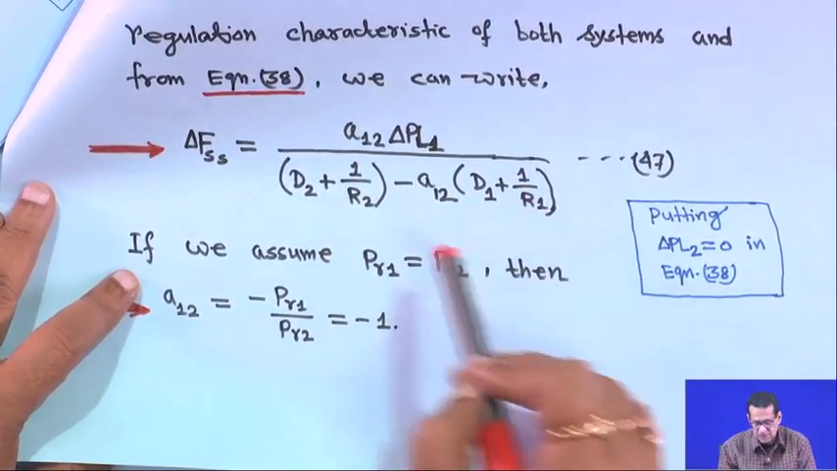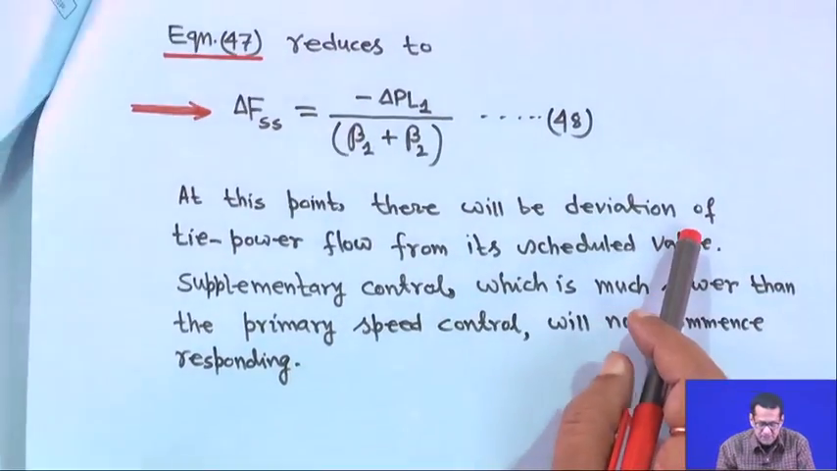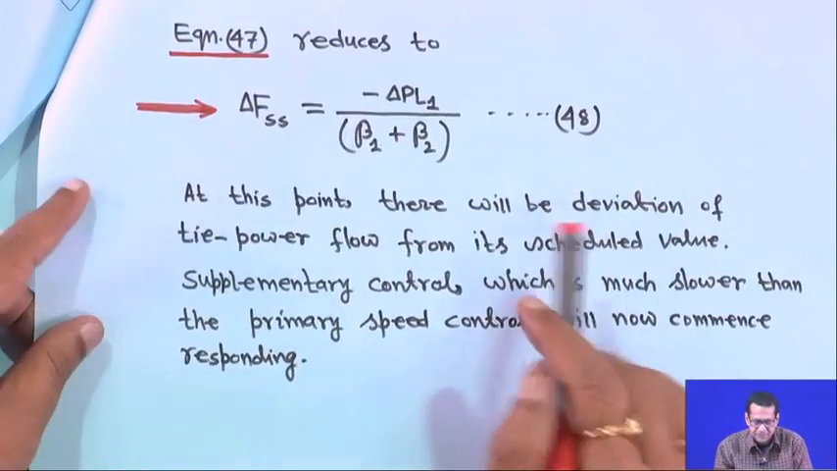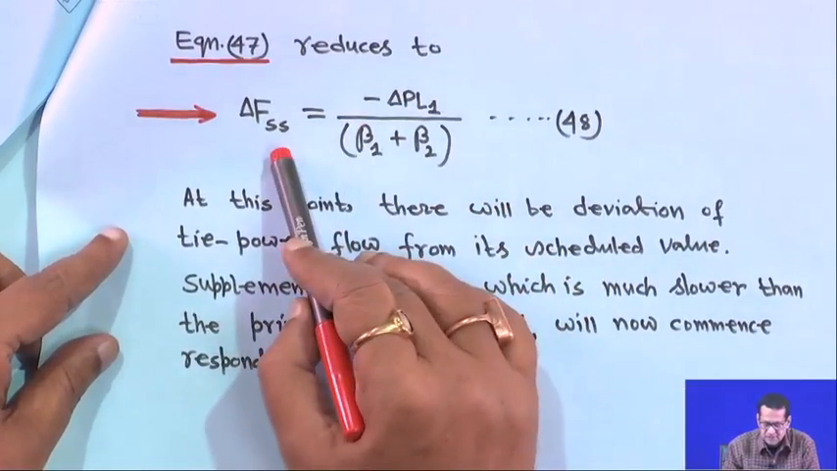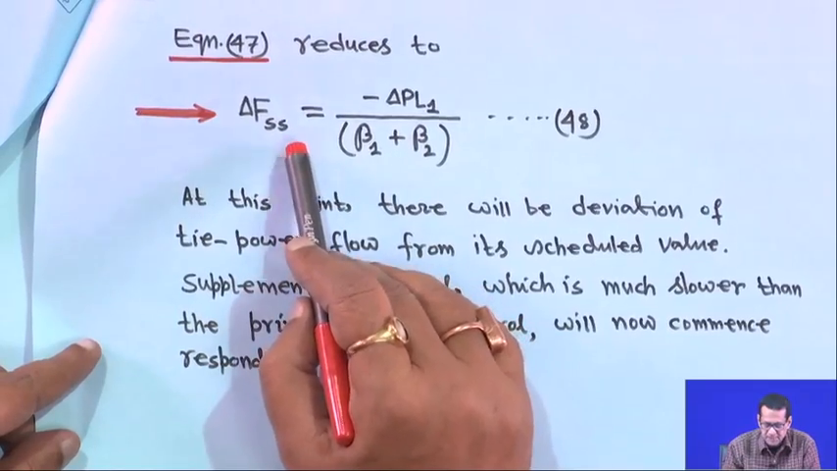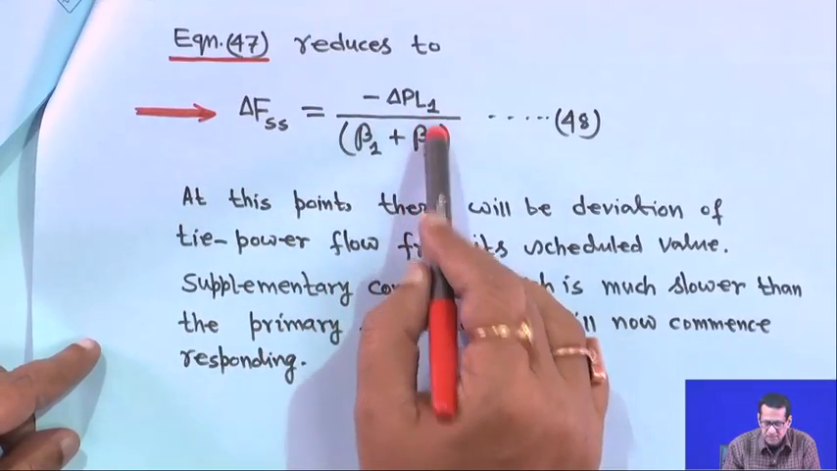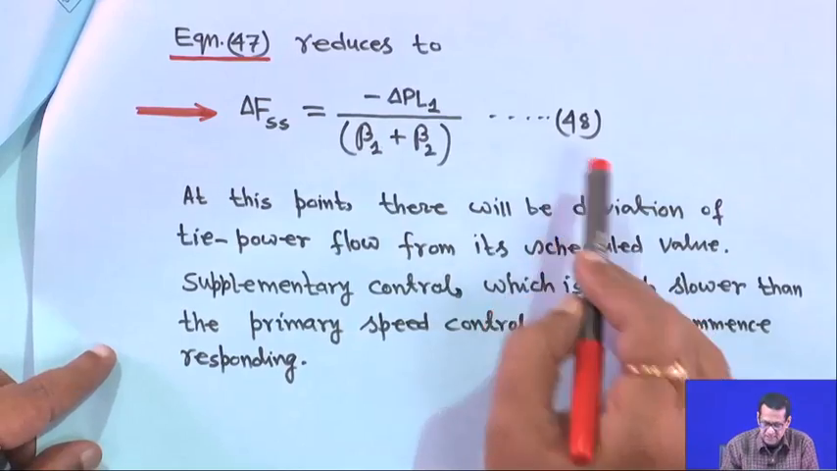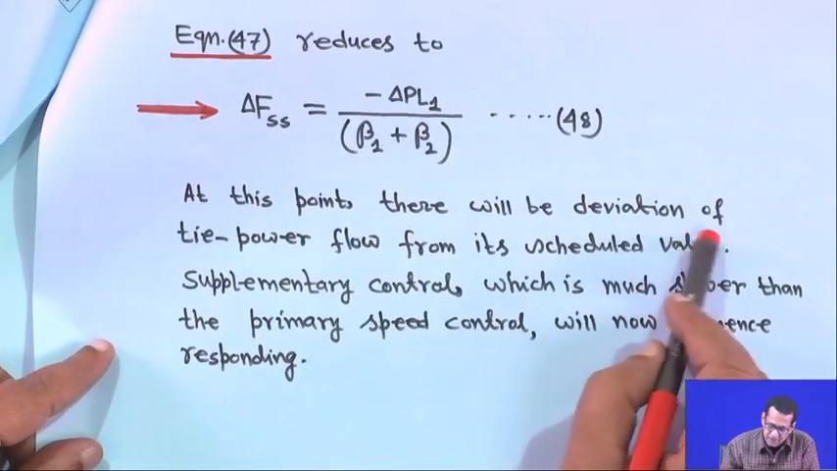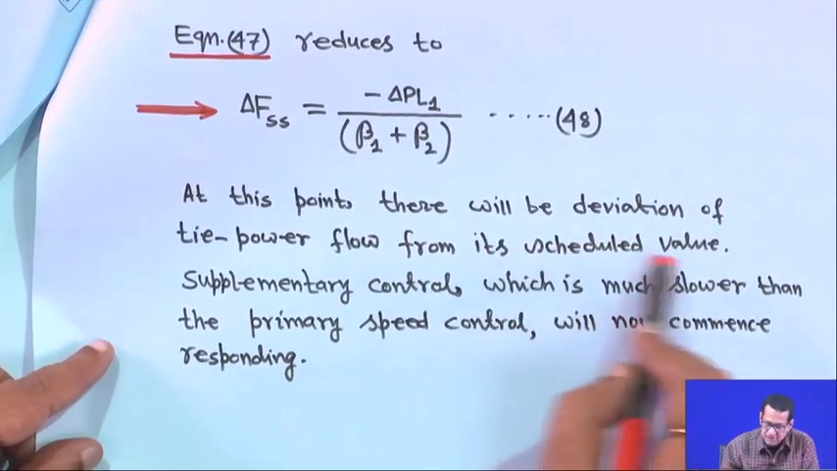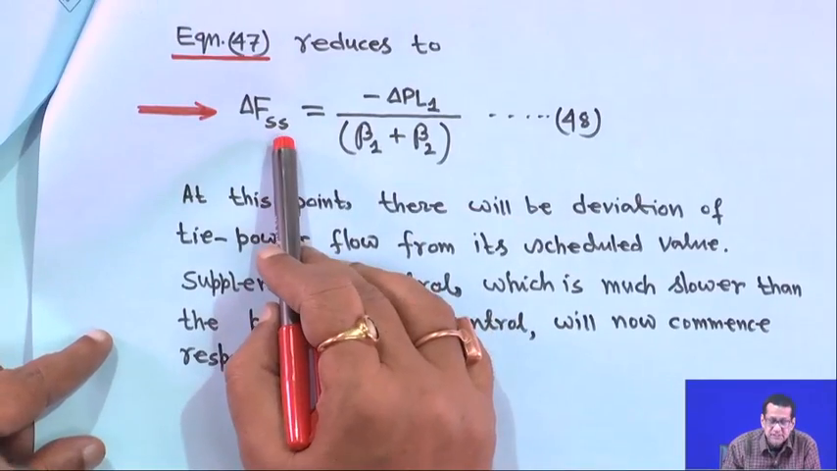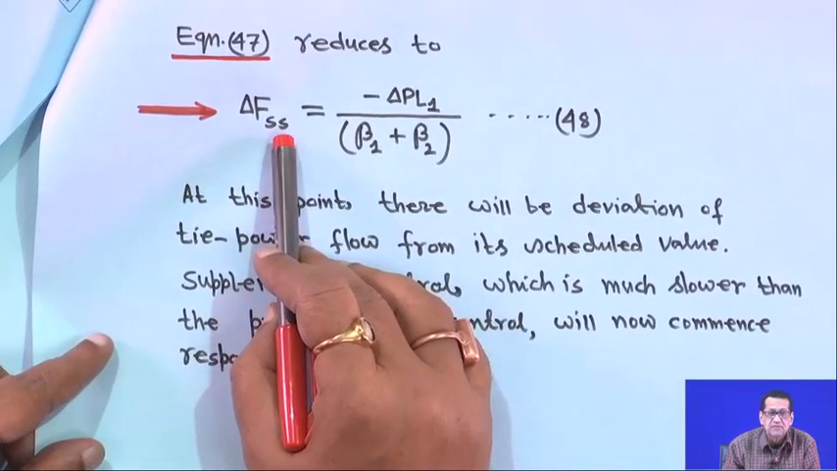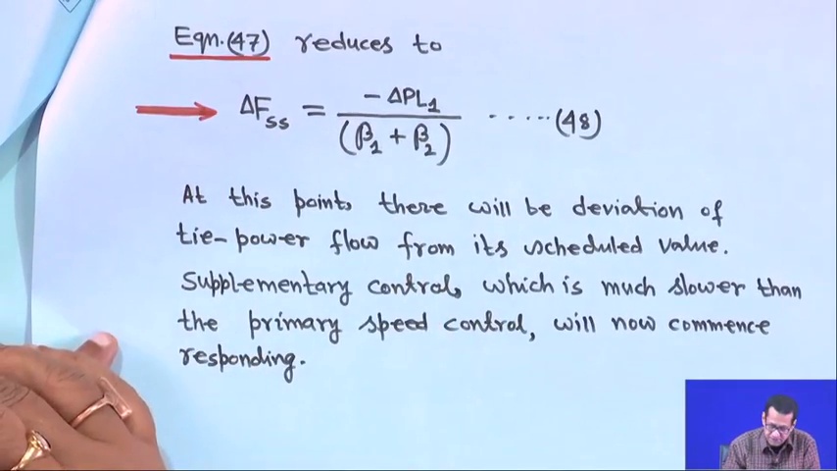Now if you put it here, this will become equation 47, which actually reduces to delta PFSS is equal to minus delta PL1 upon beta 1 plus beta 2. So this is equation 48, right. At this point there will be deviation of tie power flow from its scheduled value, because the frequency is showing the steady state error. So naturally tie power also will have this steady state value, right.